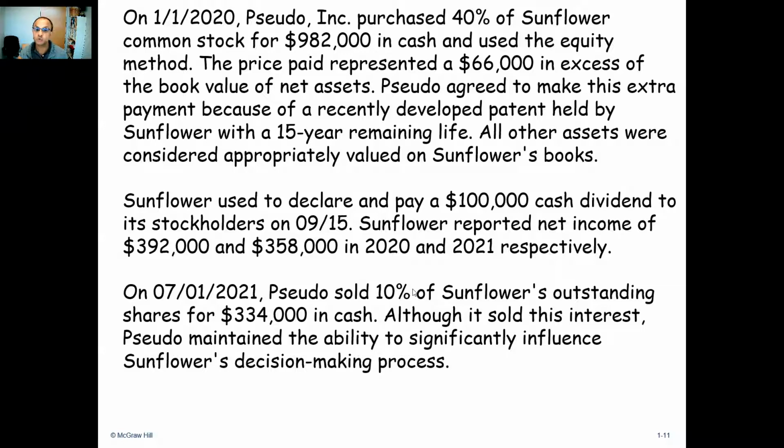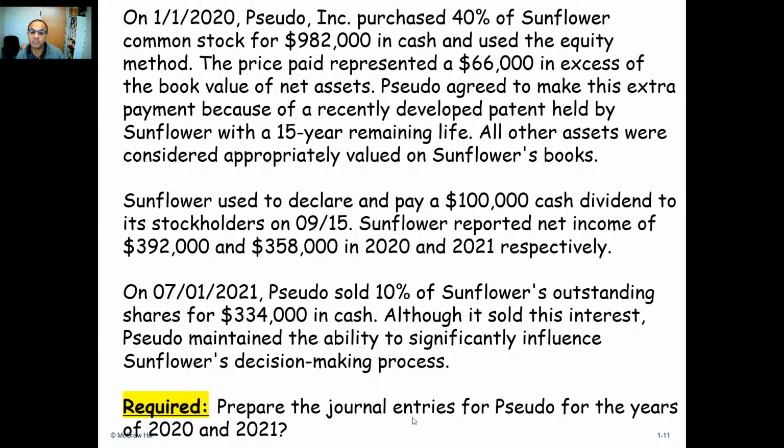So still, Sudo retained influence on the management of Sunflower, which means Sudo should remain using the equity method. Although it sold this interest, Sudo maintained the ability to significantly influence Sunflower's decision-making, which means it should use the equity method. And now again, we need to do the journal entries. I hope that now you can do it by yourself. So if you would like to stop my video at this point, get a piece of paper and try to do the journals similar to the previous example.